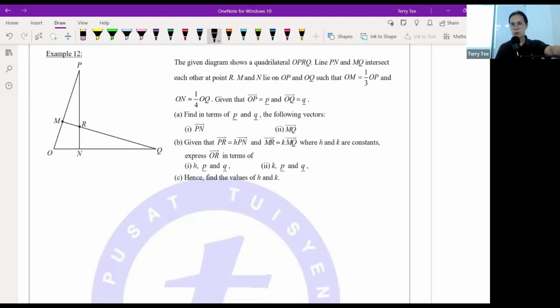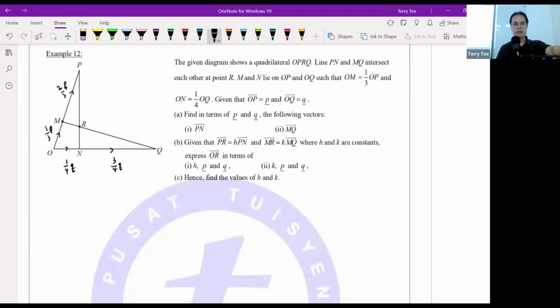MN lies on OP and QR such that OM is 1, OP is 3. So this is 2. ON is 1, OQ is 4. So this is 3. Vector OP is b, so this is 1 over 3 b. This will be 2 over 3 b because the whole thing is 1. Vector OQ is q, so this is 1 over 4 q. This is 3 over 4 q.